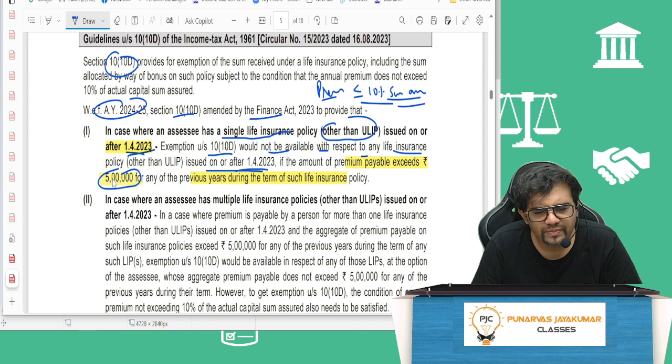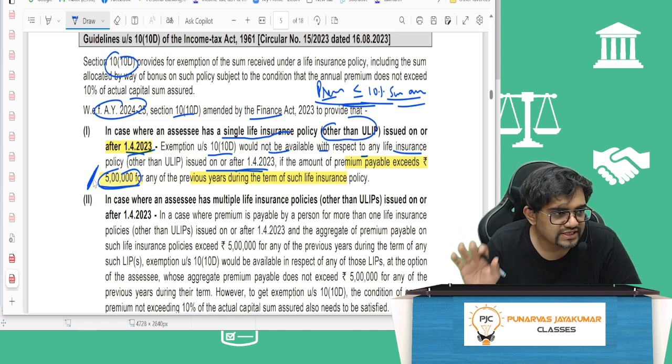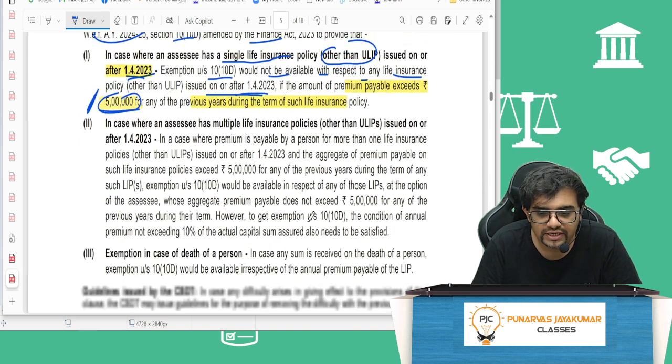Mind you, for the policies issued before 1/4/2023, this 5 lakh rule will not apply. But what will apply? This 10% rule will apply. But if it is after 1/4/2023, even if it is less than 10%, but if the premium happens to be more than 5 lakh rupees, then there is no exemption as such. We will see examples. The Institute also has given examples via notification. It will easily be understandable.